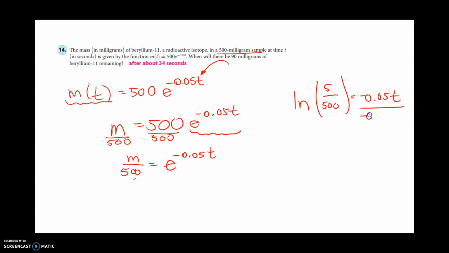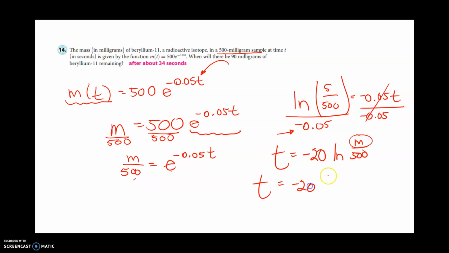All right, let's do this. So really, t, and if I take this and put it in the calculator, it's the same as, right, equals negative 20 natural log of m over 500. So when will there be 90 remaining? The time would be negative 20 natural log of 90 over 500. That's about 34 seconds. If you put that in your calculator, it's about 34 seconds.